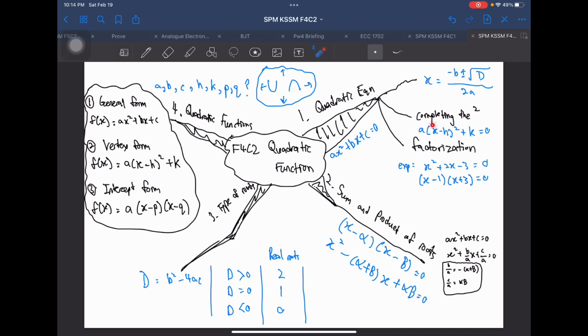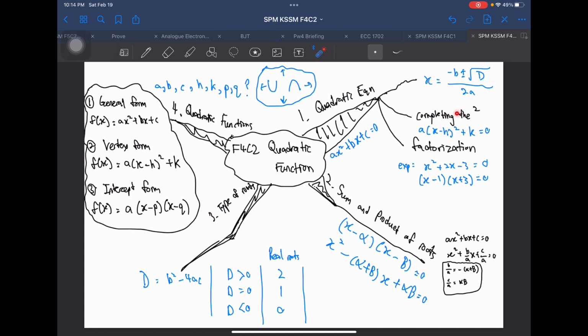The second method is completing the square, where you use this method to solve a quadratic equation. Basically, you are making a bracket, (x minus h) squared, plus or minus a term here, and then expanding it, and then solving it.